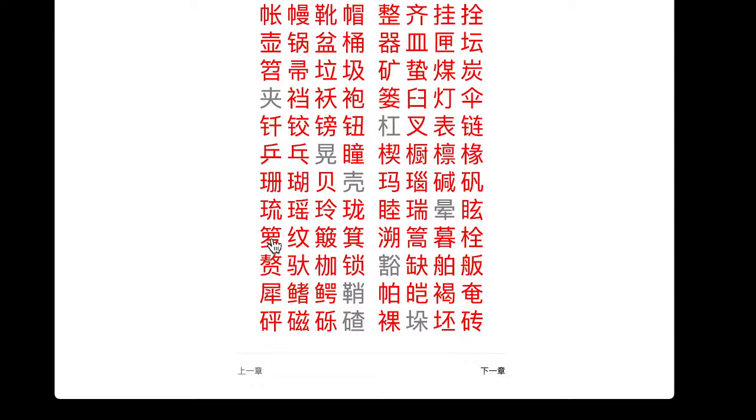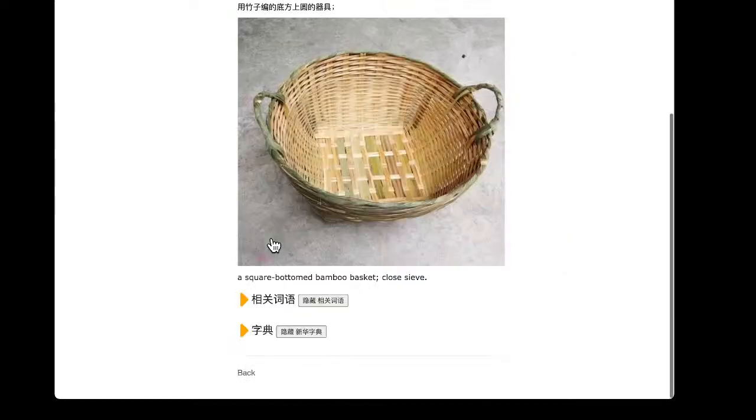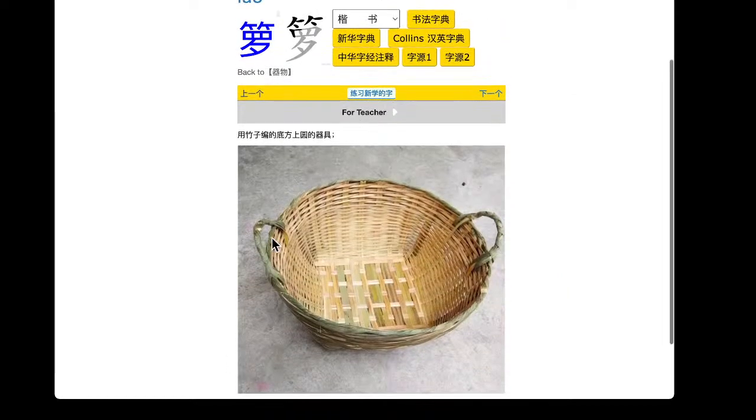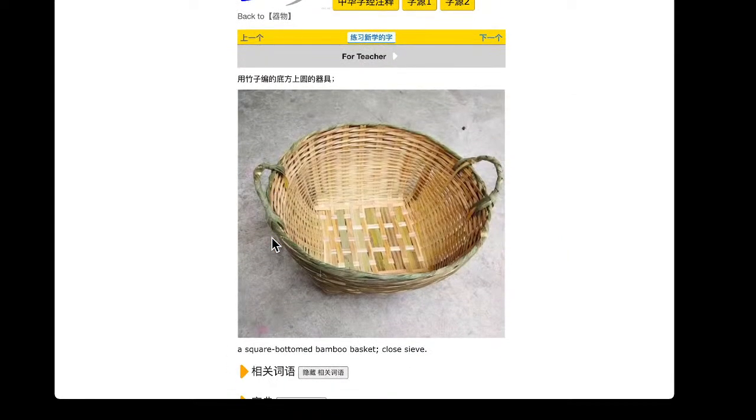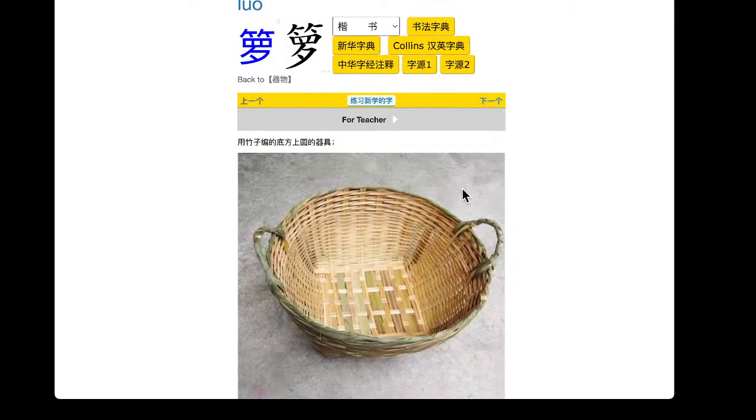Today we're starting with luo. And this luo refers to a square-bottomed bamboo basket. Just like this. This object is called luo.